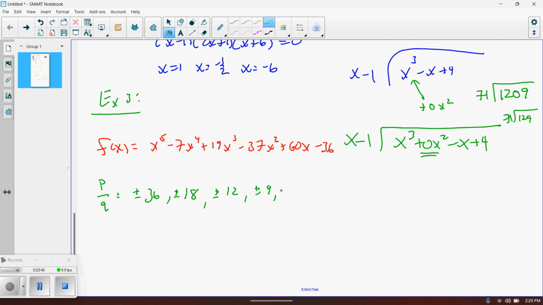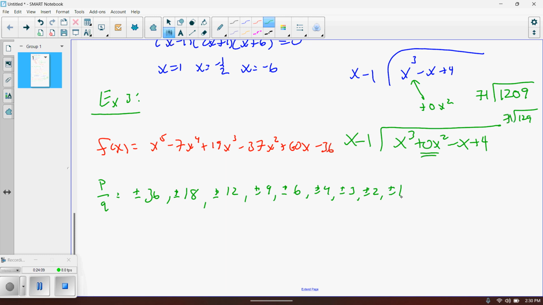Plus or minus 6 over 1. Plus or minus 4 over 1. 3, 2, and 1. Whew, okay, that is an awful lot of possibilities there. 1, 2, 3, 4, 6, 9, 12, 18, and 36. Yeah, I think those are all the factors of 36.